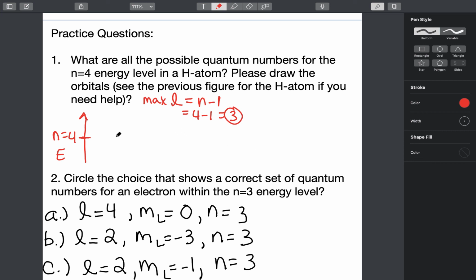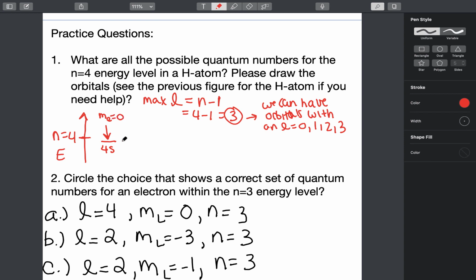So the first orbital that I'm going to write is, actually let's write this. So we can have orbitals with an angular quantum number equal to 0, 1, 2, and 3. So let's draw what this would look like. The first orbital that we would have is a 4s orbital. And now this 4s orbital has a magnetic quantum number equal to 0.